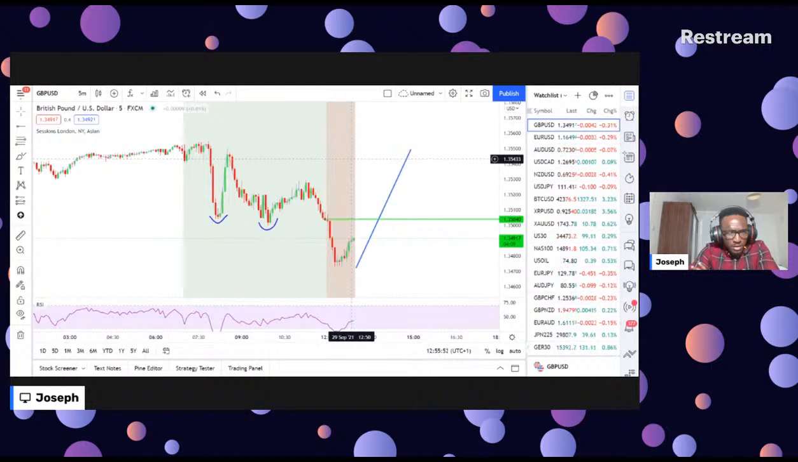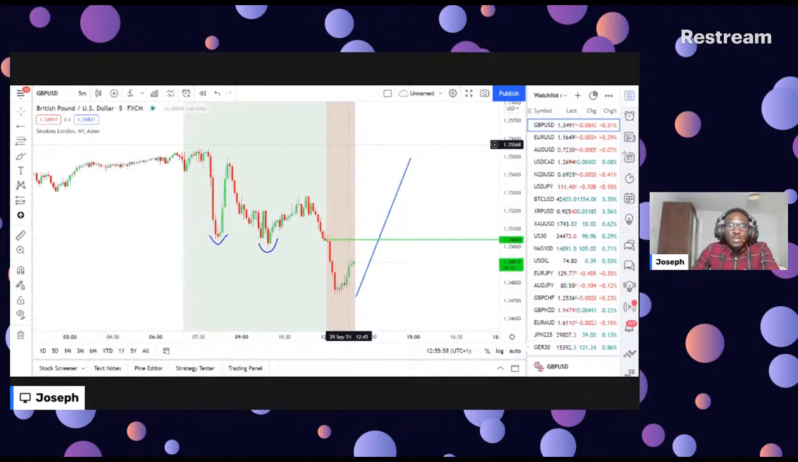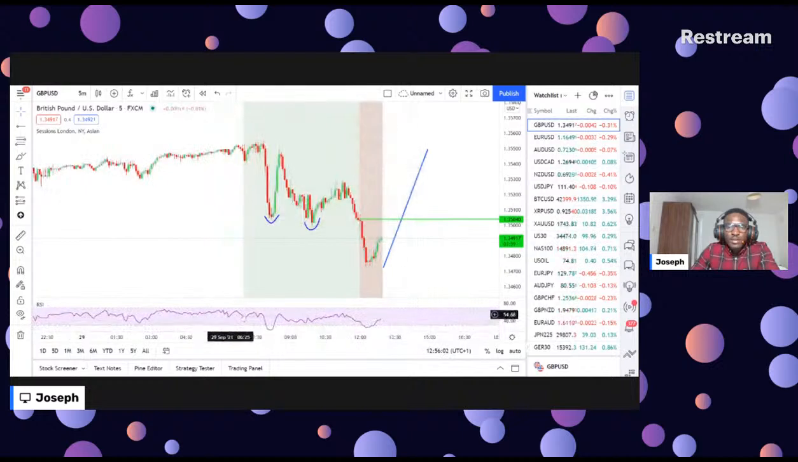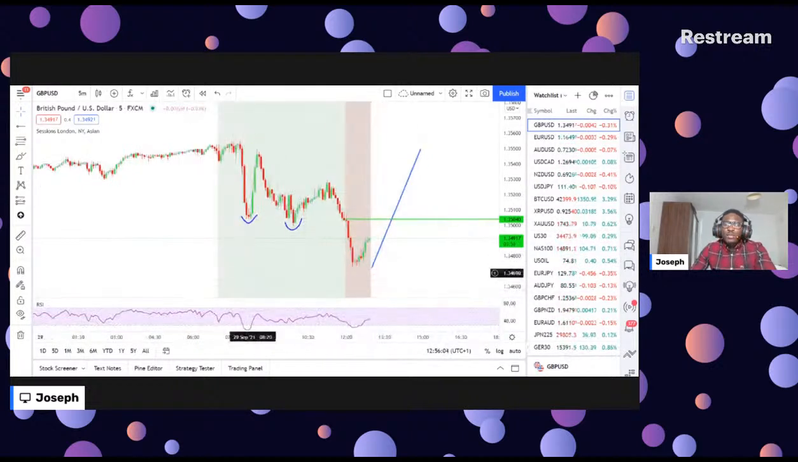Do you use RSI or indicators? RSI, yes, sometimes I use RSI. Any other indicators? No. As you can see, the only indicator I've got on my platform right now is the RSI, but that's the only one I use. Any other indicators? Not really.